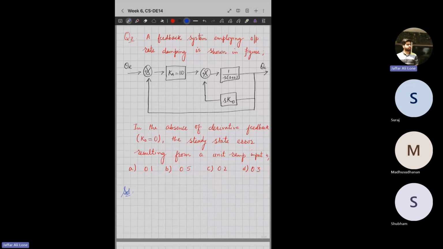See, there are two questions actually. This is the first part of this question, and there is another part after this. A feedback system employing output rate damping is shown in the figure. So we have this figure where there is some feedback control system. The question is about the derivative feedback. You can see here, you have S into K naught, so it's a derivative controller in the feedback. It means this is a derivative feedback.